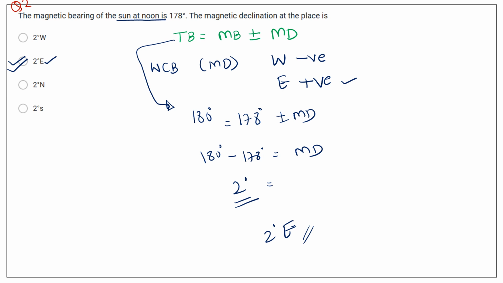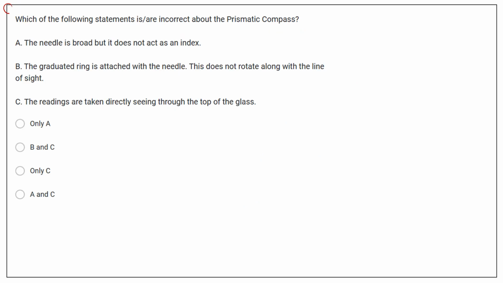The next question. Third question. Which of the following statements is/are incorrect about the prismatic compass? The first statement is the needle is broad but it does not act as an index. So the first statement is correct. Second, the graduated ring is attached with the needle and this does not rotate along with the line of sight.